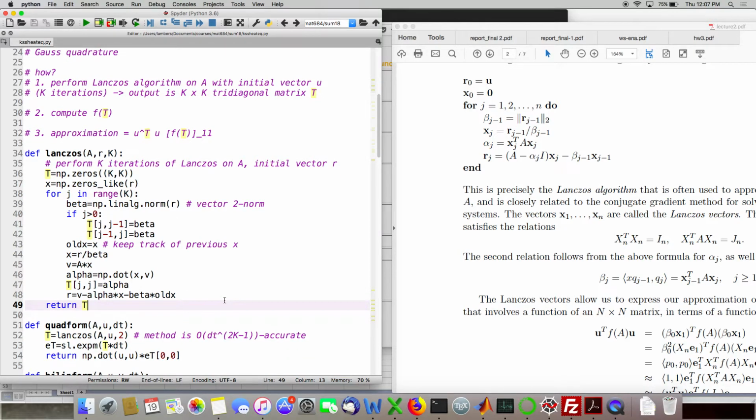Dr. Lambert, question. Is there going to be an issue with just calling beta instead of beta.copy? Well, beta is a number. Yes. Okay.